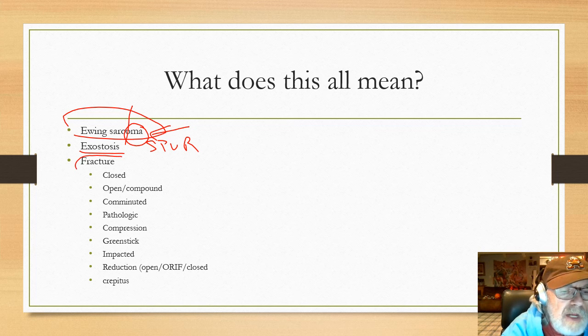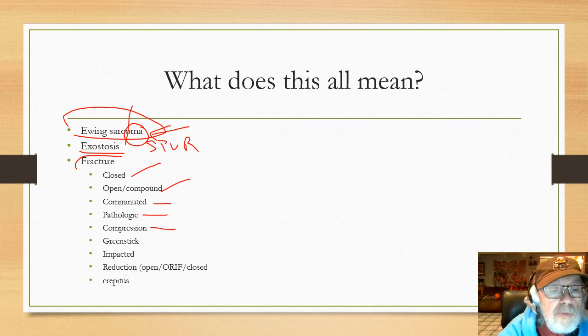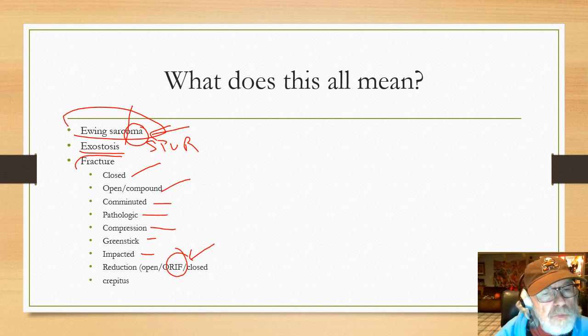And then we'll spend some time talking about fractures: closed fractures, open or compound fractures, comminuted fractures, pathological fractures, greenstick fractures, compression fractures, impacted fractures, and then we'll mention something called ORIF. ORIF stands for open reduction and internal fixation. That's when they start to put screws and plates in bones.